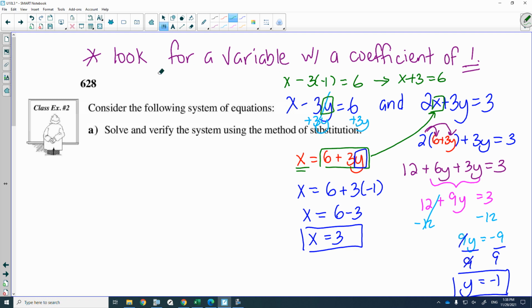The hint that you want to do when you're saying, like, which system do I start with, is you want to look for a variable with a coefficient of 1. That's sort of your hint, right? So in this first system here, the x was the one that had the coefficient of 1. I just, in one move, would be able to solve for the x by adding 3y. Okay, let's try this last one.